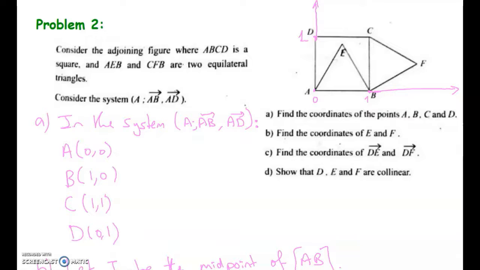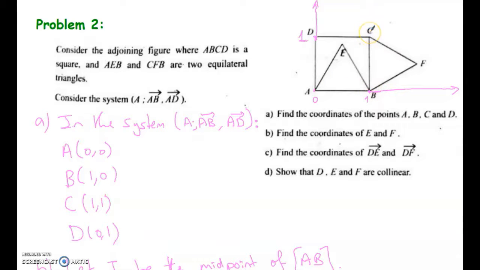Now, we want to find the coordinates of A, B, C, and D. Of course, A is the origin, so it's 0, 0. B is here, so it's 1, 0. D is on the y-axis at 1, so it's 0, 1. So these are obvious. Now, clearly, C would have coordinates 1, 1.